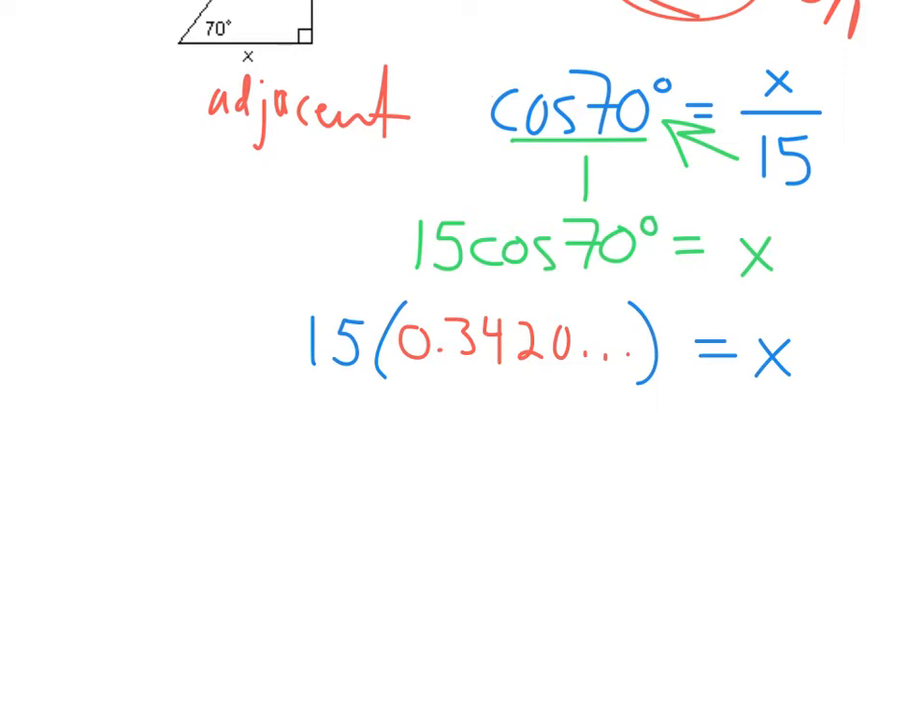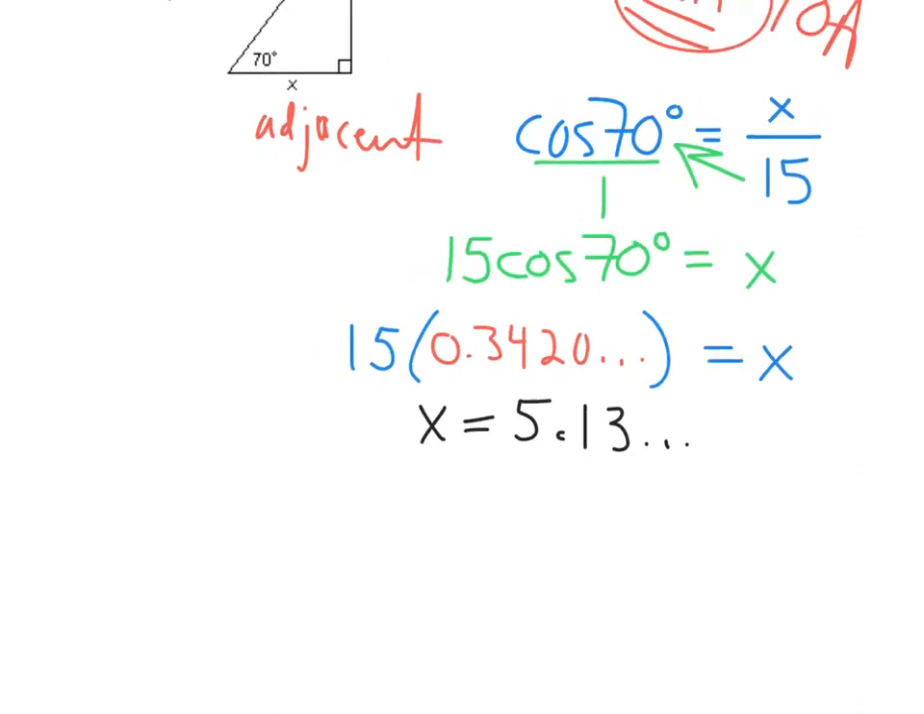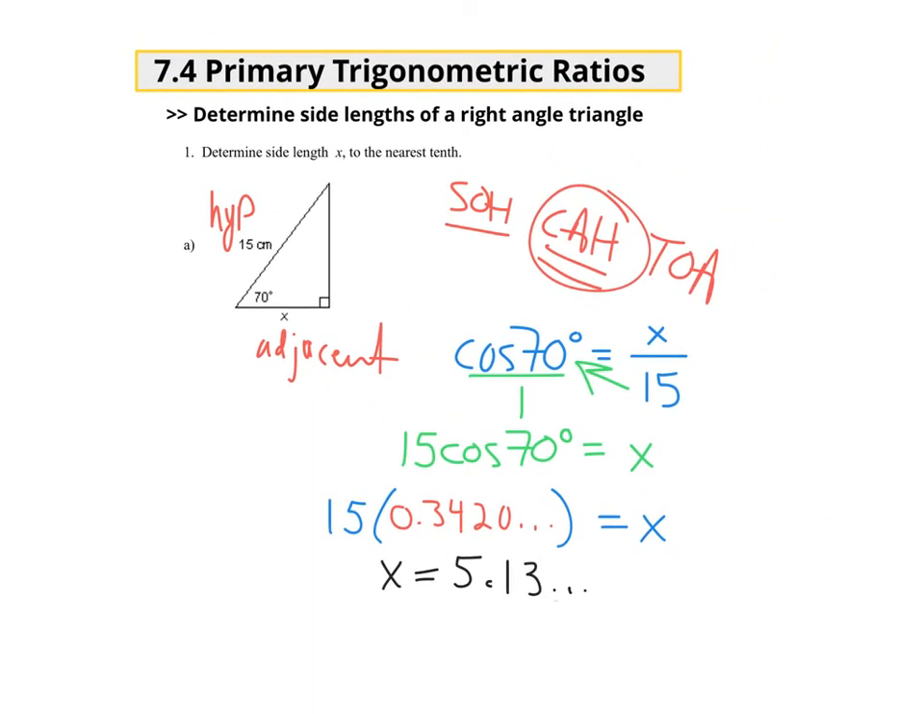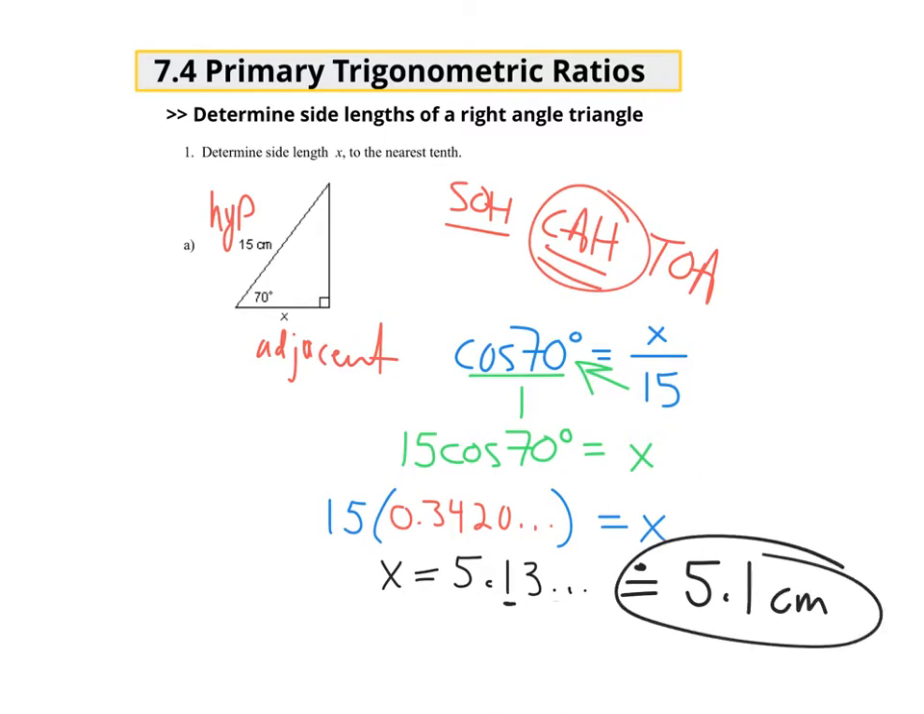And then I'm going to multiply that by 15, and x will equal 5.13... And before I round off, I'm going to go back to the instructions, and the instructions ask for the side length to the nearest tenth. So the nearest tenth, that's the first decimal place. So therefore we're going to round this off. X is approximately 5.1 centimeters.